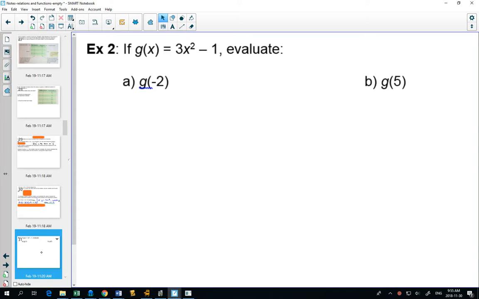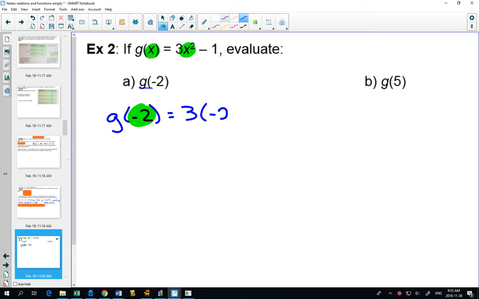G of negative 2. This is saying, can you find the y value when x is negative 2? In our notation, we write g of negative 2. All that happens is now the x, if I highlight some stuff here, here I have an x inside and there I have an x. So now if I have a negative 2 inside, I replace wherever I had x's with negative 2's.